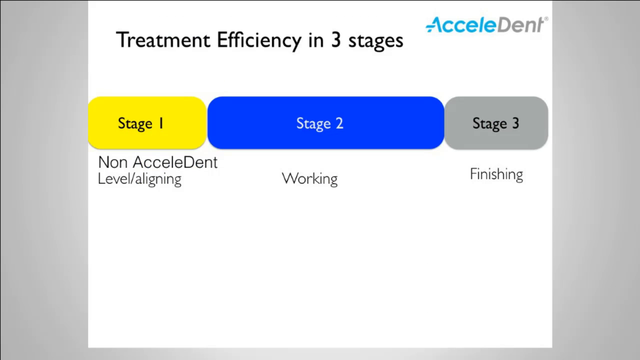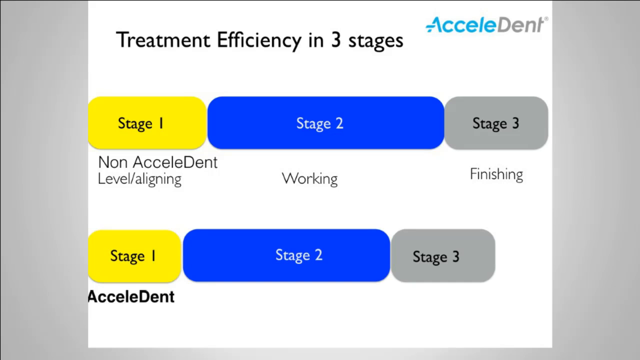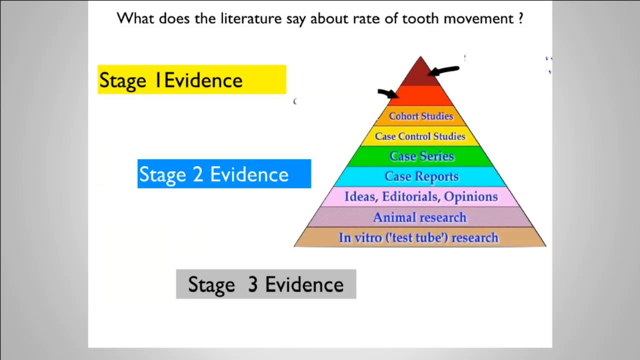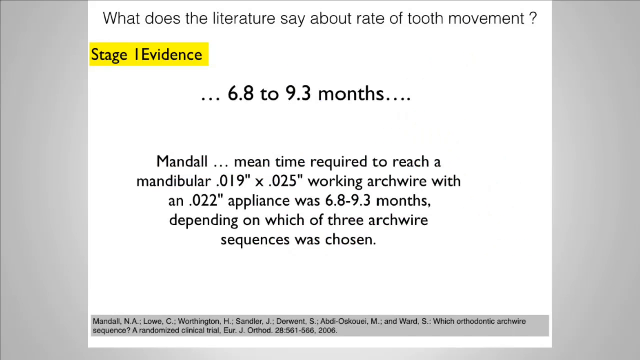In a non-Excelerodent patient, there's stage 1, stage 2, and stage 3. With the Excelerodent patient, we are moving the needle, so to speak, to the left, shortening up stage 1, shortening up stage 2, and giving us all the time we need to do the high-quality result in stage 3. So where's the evidence about tooth movement?